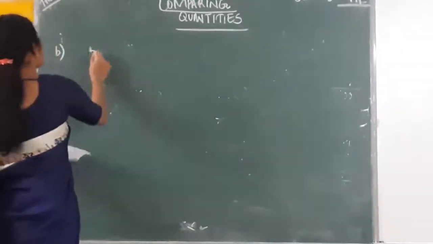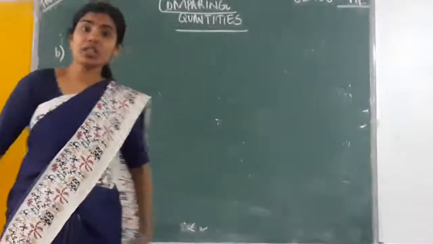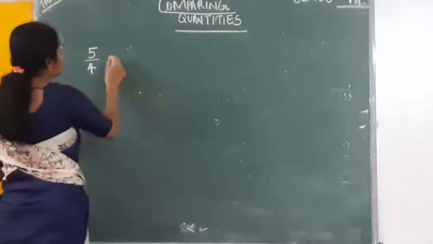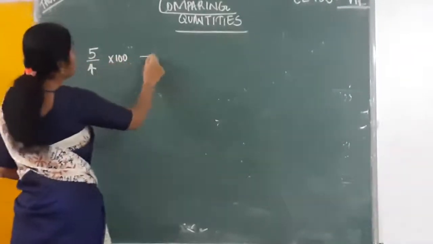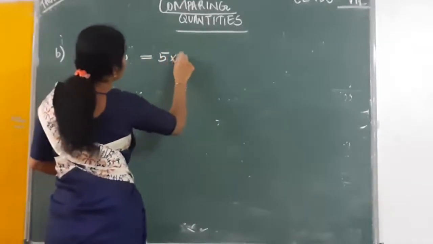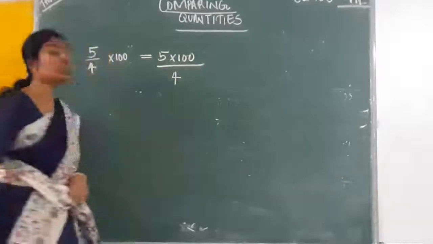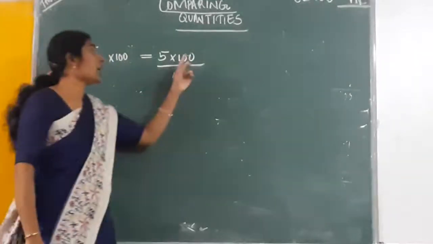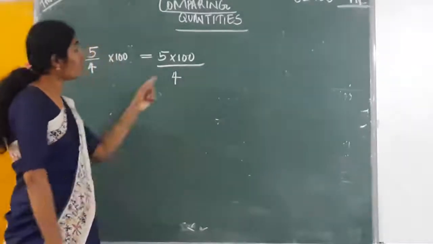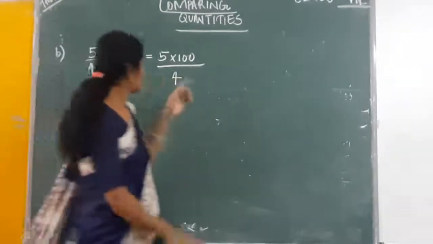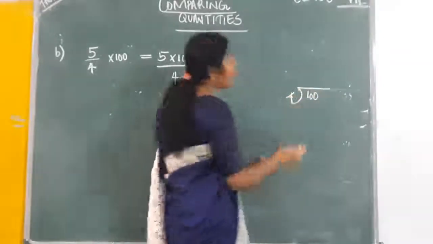The next sum is 5 by 4. See here, given one fraction, how to convert it into a percentage? Multiply by 100. 5 hundreds are, 5 multiplied by 100 divided by 4. Now we see 100 and 4 both are in which table? Both are in the 4 table. Isn't it? See now, 100 when you are dividing by 4, what will you get?